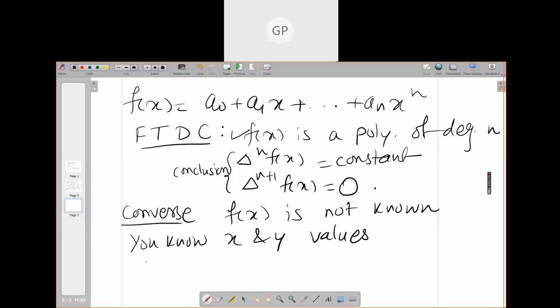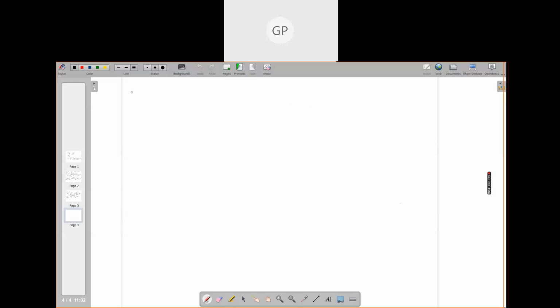So if I have 5 values, suppose 5 x values, 5 y values, how many differences can I calculate using those 5 values? Up to which order can I calculate the differences? I have 5 values, right? So in delta I will have how many differences? 4 values, right?